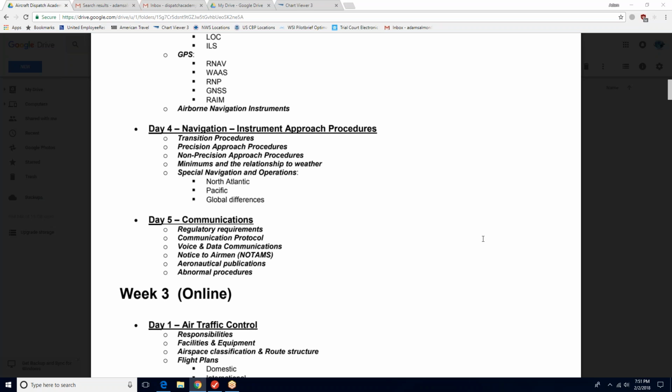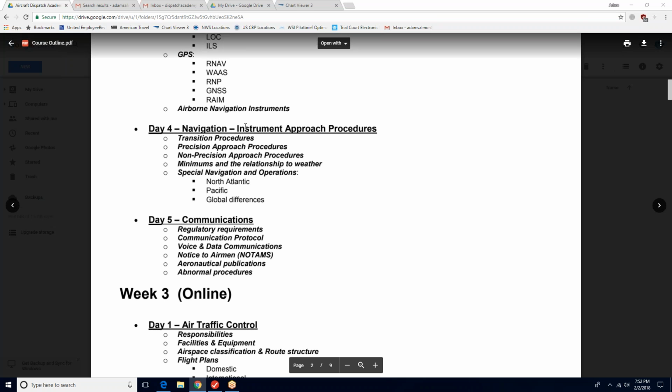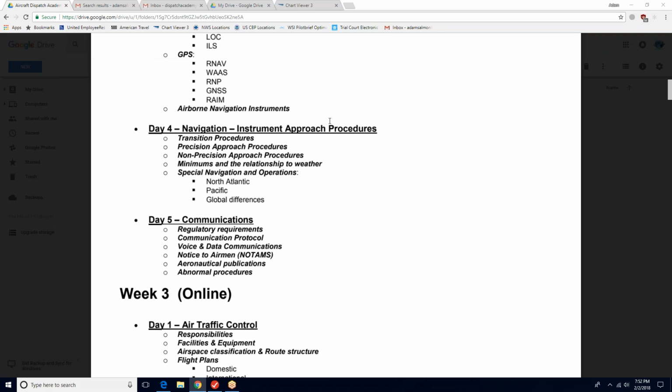Other types are MLS, which is a microwave type landing system. There's TLS, which is very uncommon. There's RNP as well. So yeah, those are just to name a few.